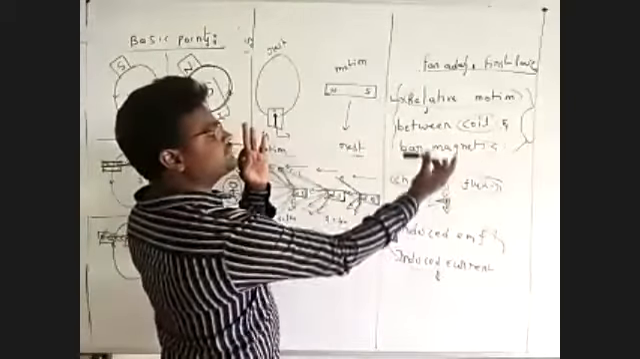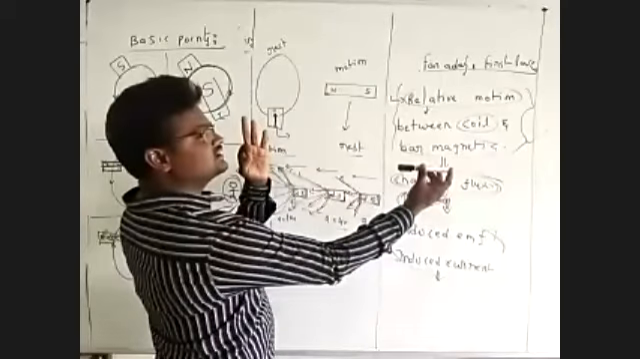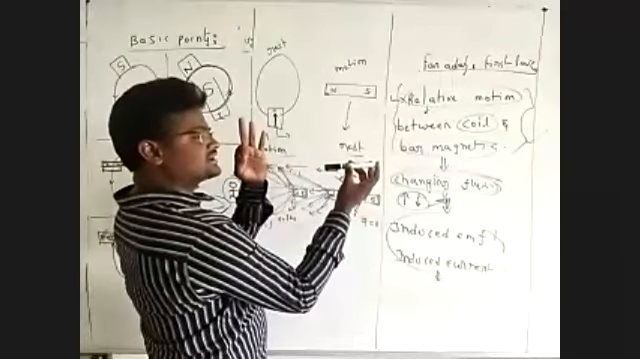Suppose this is a bar magnet and this is a coil. The bar magnet is at this place, and fewer field lines are linked with the coil. Next, the bar magnet is moving in this direction, and some more magnetic flux lines are linked with the coil.